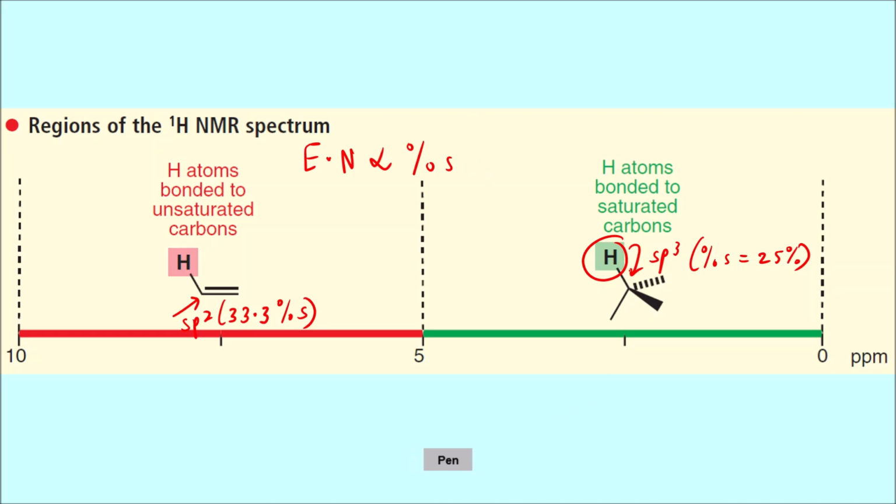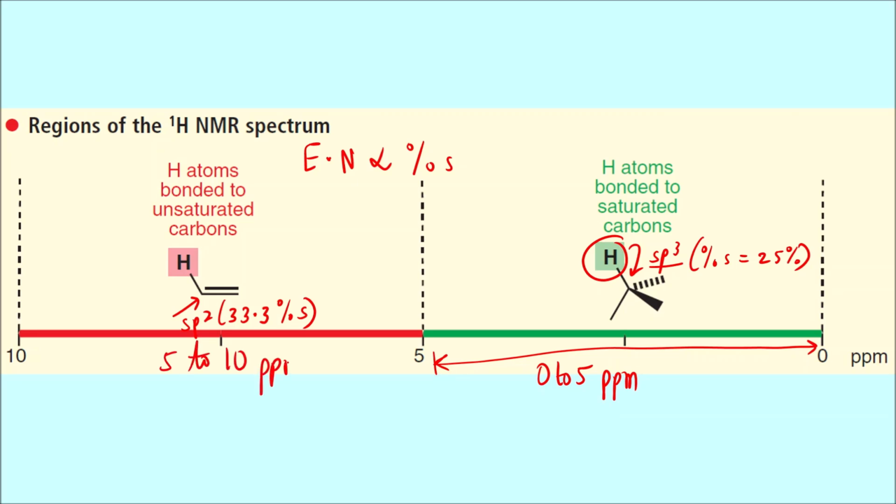So that is why the hydrogen attached to an sp3 hybridized carbon has a chemical shift value ranging from 0 to 5 ppm, that is shielded. Whereas that of hydrogen attached to an sp2 hybridized carbon is from 5 to 10 ppm, that is deshielded.